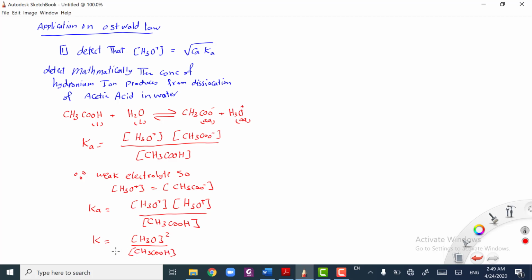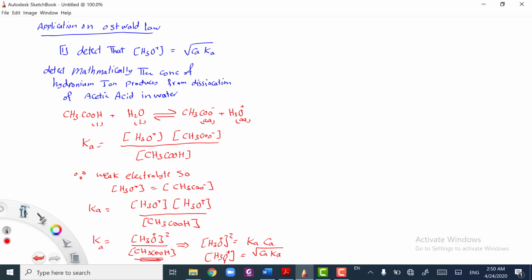We can replace the acetate by the concentration of the acid. So hydronium ion concentration squared equals Ka times Ca, replacing CH3COOH by the concentration of the acid Ca. The final result: hydronium ion concentration equals the root of Ka times Ca, the concentration of the acid times the dissociation constant for the acid. This is the second relationship, an application on Ostwald law.